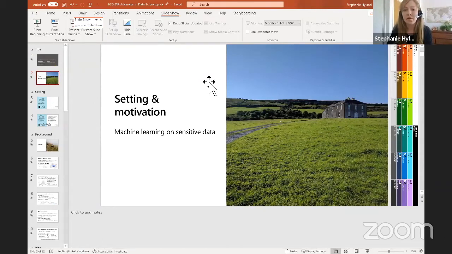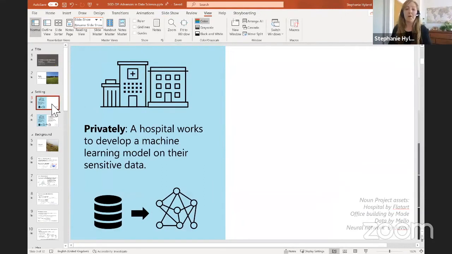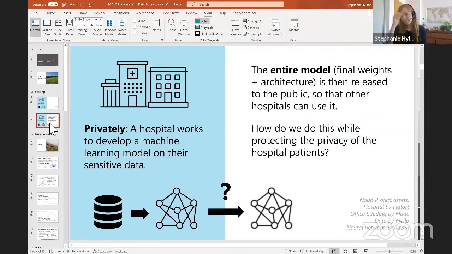So the problem that we're concerned with is we imagine a hospital which privately develops a machine learning model on their sensitive in-house data. So this could be, for example, a mortality prediction model or some other predictive system which is going to ingest private medical data as inputs. And now this hospital builds that model, and they want to share the entire model with the world. This is not an entirely unusual thing in healthcare. People build predictive models all the time, and they then obviously want others to be able to benefit from them.